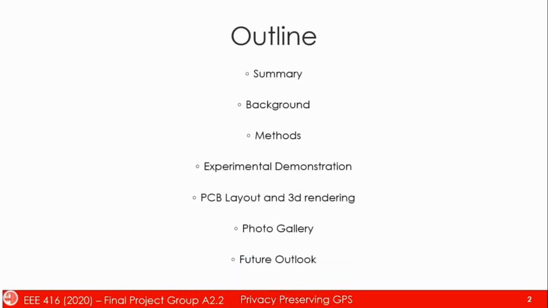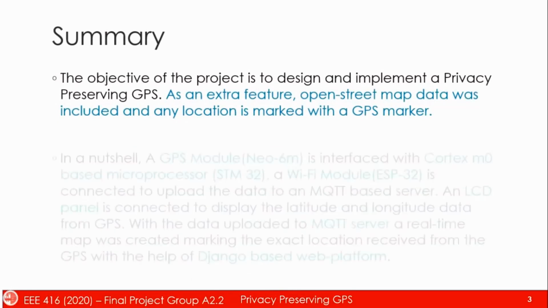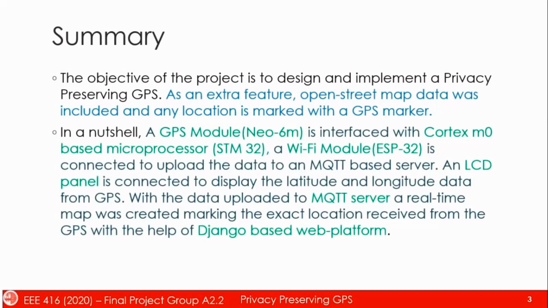So these are the outlines of the entire project. We were supposed to design and implement a privacy preserving GPS. Also, as an extra feature, we have included an OpenStreetMap interface. We have implemented it using mainly a GPS module, microprocessor, and Wi-Fi module with the process explained here.